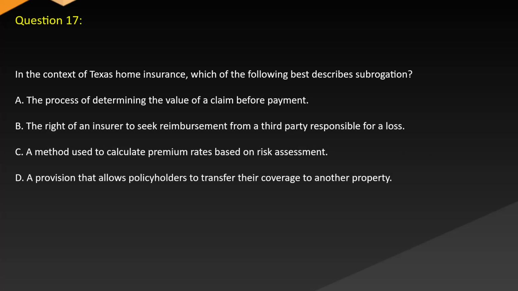Question 17. In the context of Texas home insurance, which of the following best describes subrogation? A. The process of determining the value of a claim before payment. B. The right of an insurer to seek reimbursement from a third party responsible for a loss. C. A method used to calculate premium rates based on risk assessment. D. A provision that allows policyholders to transfer their coverage to another property.